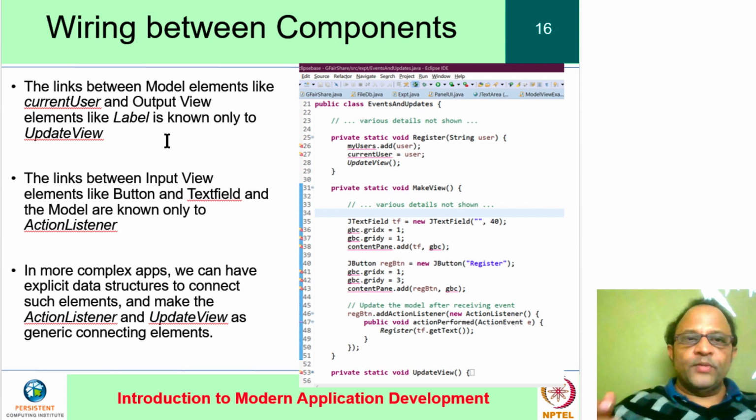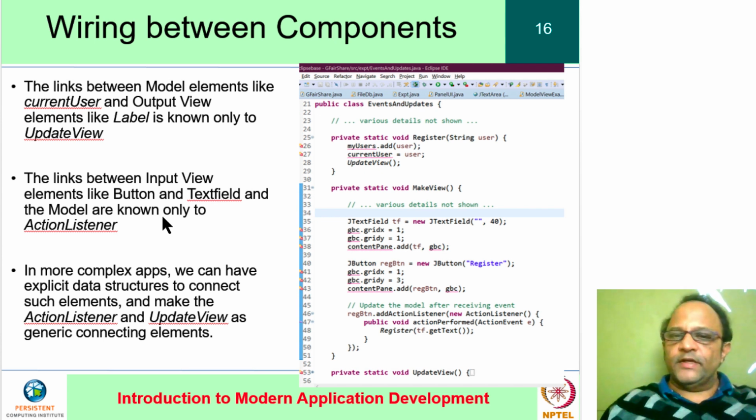In this simple way, we have separated two parts of the input-output loop cycle. In more complicated applications, we can have explicit data structures to connect such elements and turn action listener and update view into general purpose systems for connecting various elements and managing their dependencies.